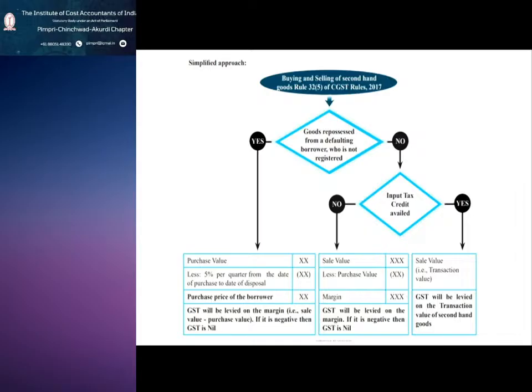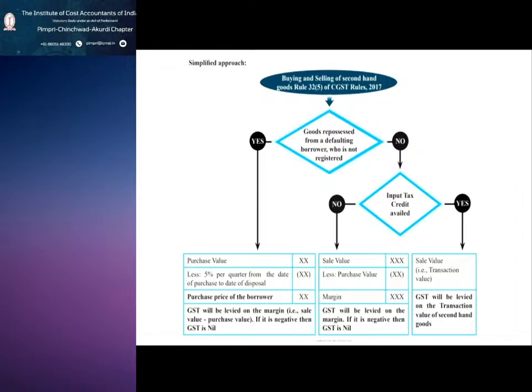Okay. Old, right, correct. Where is it? But you are paying on the margin only, no? But you see.